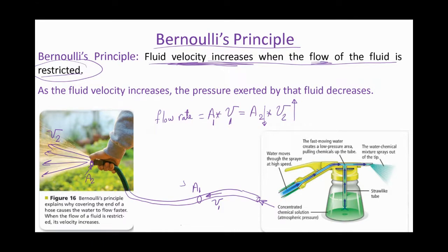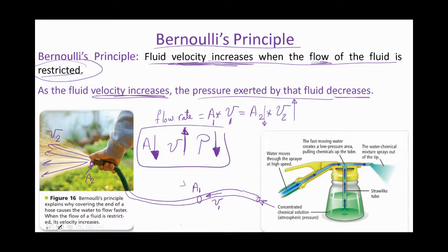So when the area decreases, the speed will increase. The second part of Bernoulli's principle: when the speed increases, the pressure that the fluid exerts will decrease. The pressure of the fluid decreases. So when you restrict the flow, you decrease the area, this will cause the speed to increase, and this will cause the pressure to decrease.